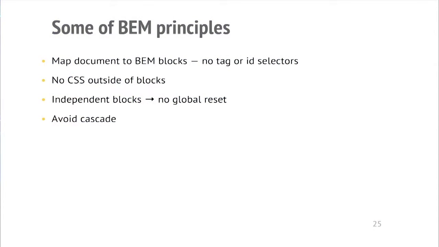So let's go quick through some of BEM principles. We use just classes, no tags or IDs for selectors. That's easy. We don't use CSS outside of blocks. So each time you need to style something, you should create a block. And we do it to have reusable pieces, which we can use on every project, on any page. So each block should be independent. And we avoid cascade. Yeah, even in cascade style sheets, we still avoid cascade.